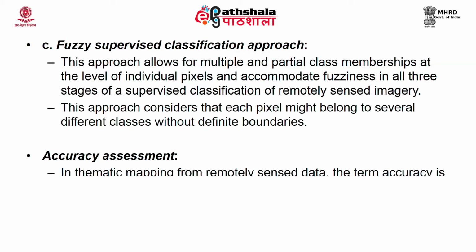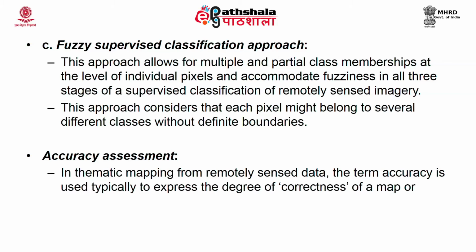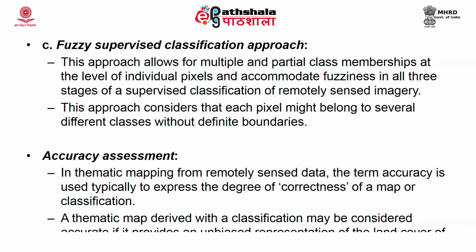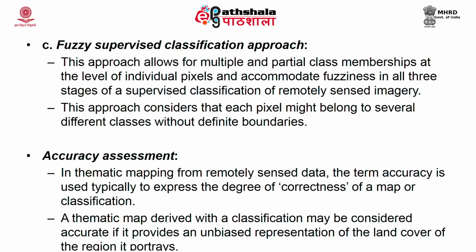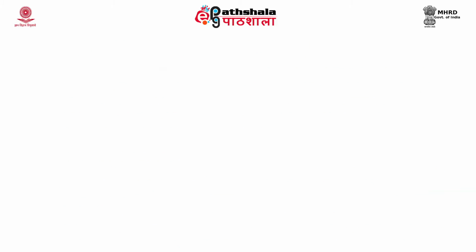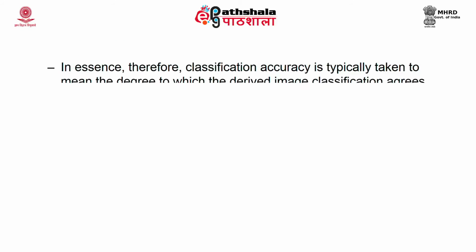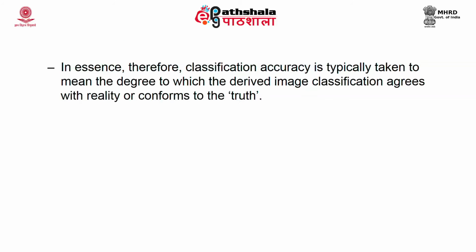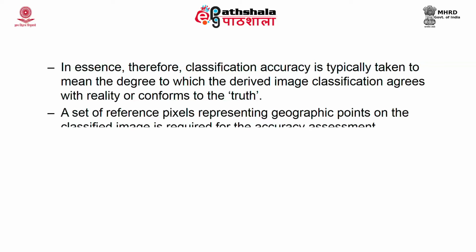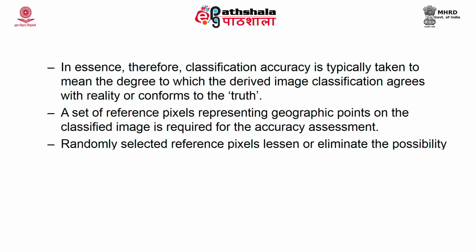In thematic mapping, accuracy assessment is used typically to express the degree of correctness of a map or classification. A thematic map derived with a classification may be considered accurate if it provides an unbiased representation of the land cover of the region it portrays. In essence, therefore, classification accuracy is typically taken to mean the degree to which the derived image classification agrees with reality or conforms to the truth.